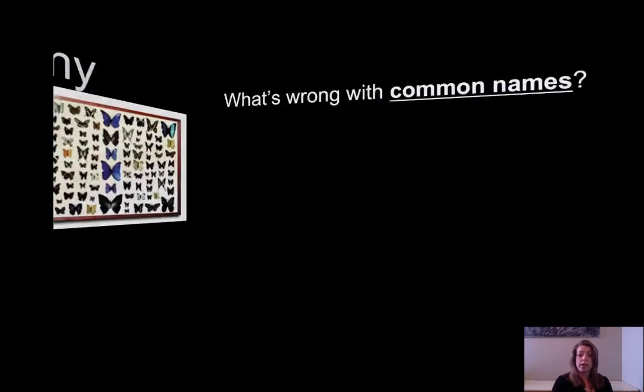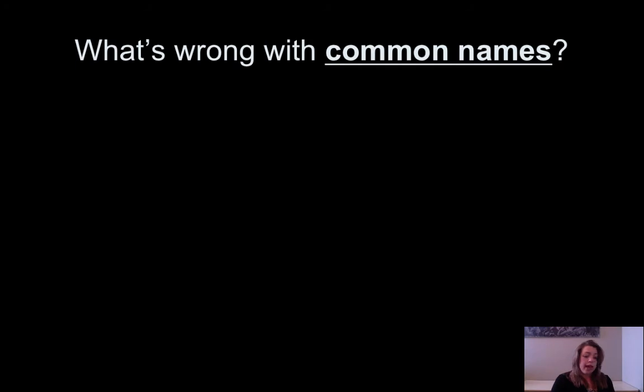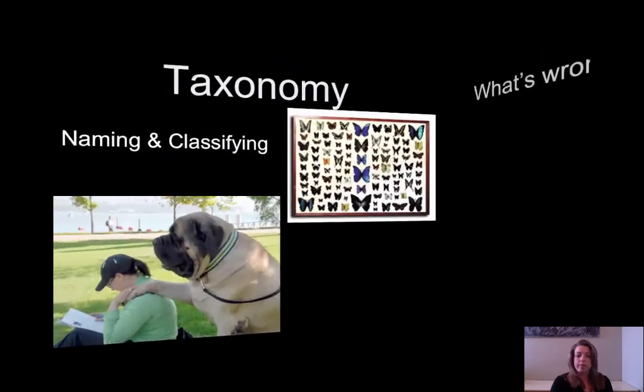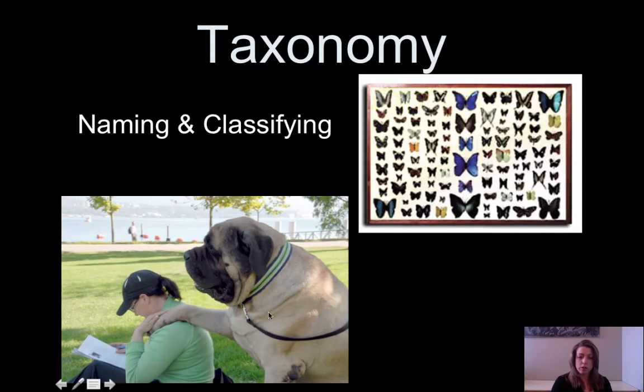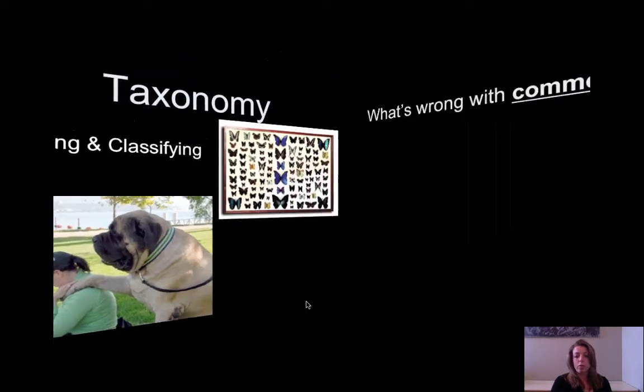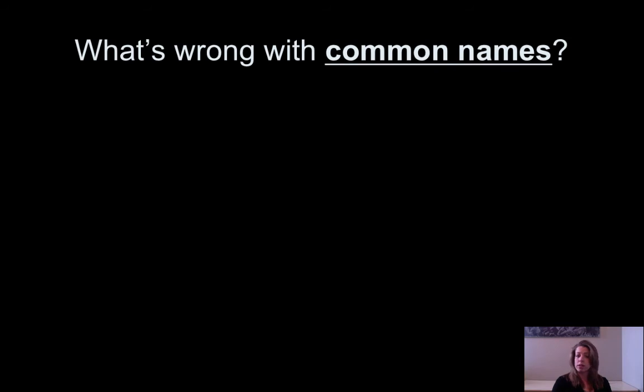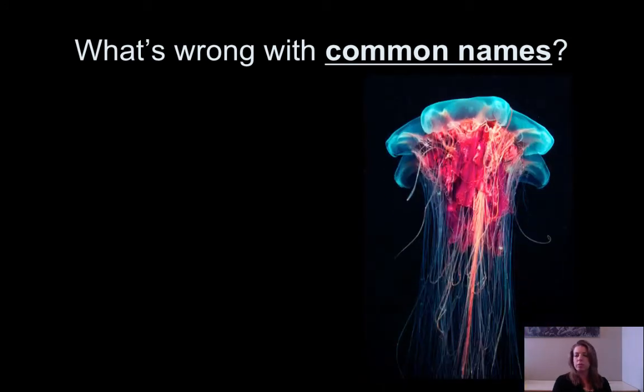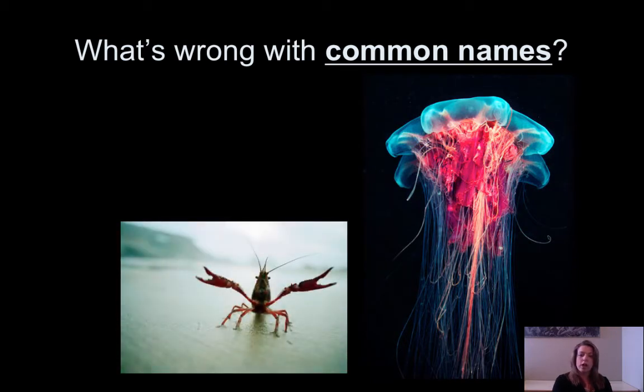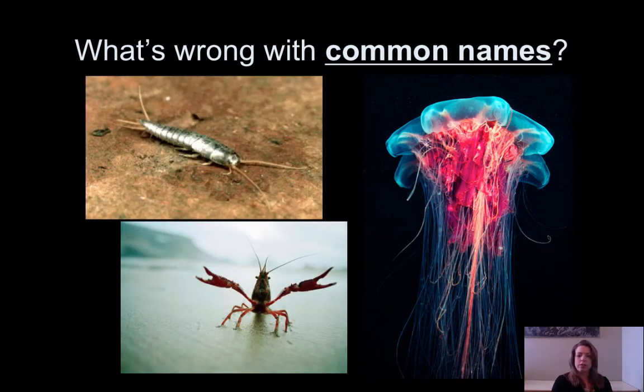Now, when we look at something, and I'm going to go back one slide, when we look at this animal here, dog, this is a mastiff, a type of dog, we'll talk about why common names aren't necessarily the best way to go. And so what's wrong with common names? Well, consider this example. Here you have a jellyfish, a crayfish, and a silverfish. The problem with the common names is that none of these is really actually a fish.